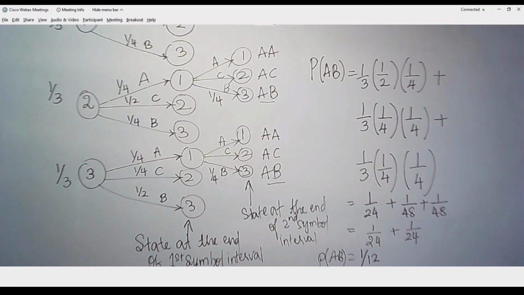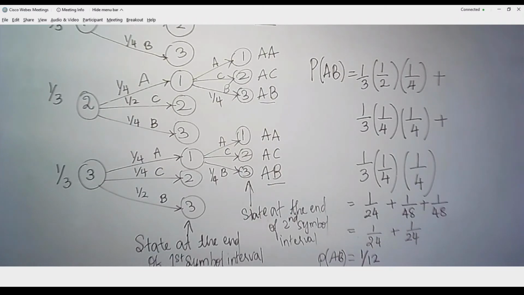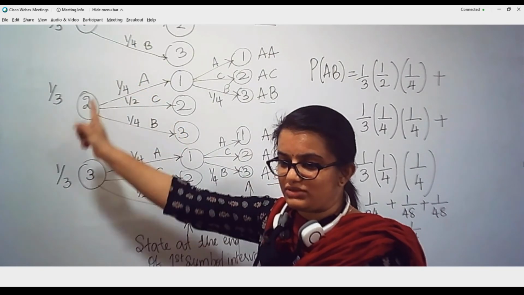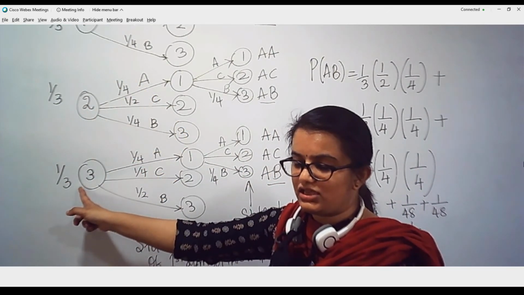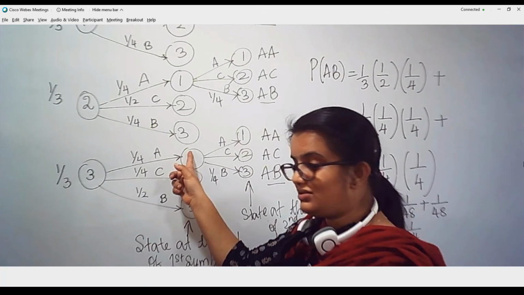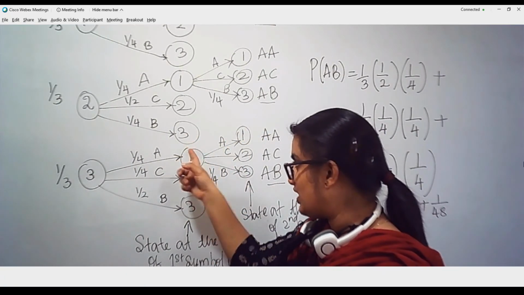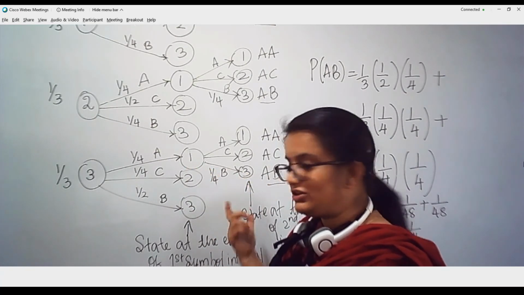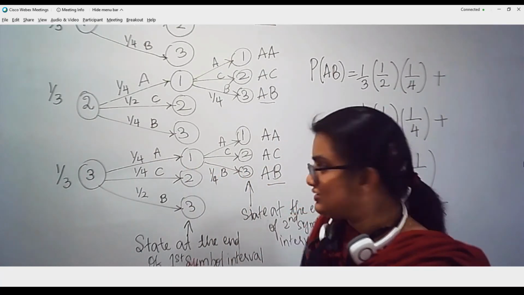Ma'am, since the transition from state 1 to state 3 is common, can we take that common? Yeah, but your current state is different, right? To move to state 1, you can begin at state 1, state 2, or state 3. Only when you are present at 1, since your letter is B, I have only one path, which is 1 to 3, to get a letter B. You cannot take this common.